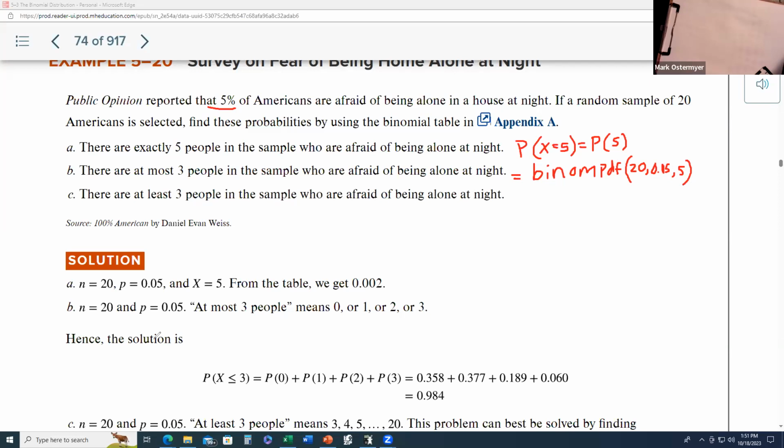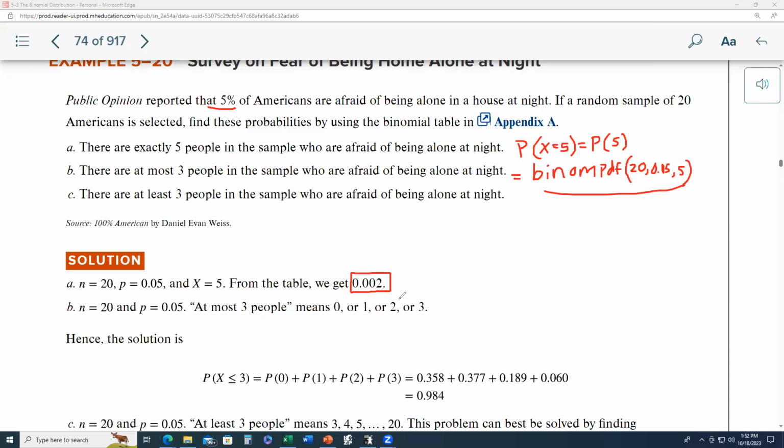Okay. Dial it up on your calculator, ladies and gentlemen, to convince yourself that you get this probability. Are we all getting this probability here when using the binomial PDF function and dialing in 20, 0.05, 5? Yes. All right, there's your answer. So, the probability when we randomly select 20 Americans that exactly 5 of them are afraid to be at home at night alone is less than 1%. I mean, it's like 0.2 of 1%.